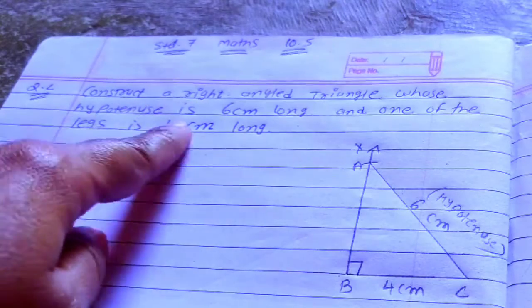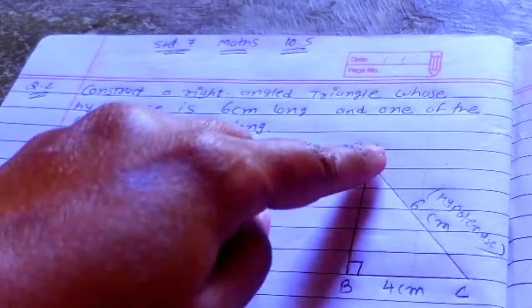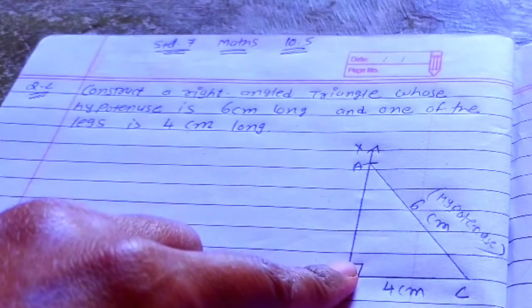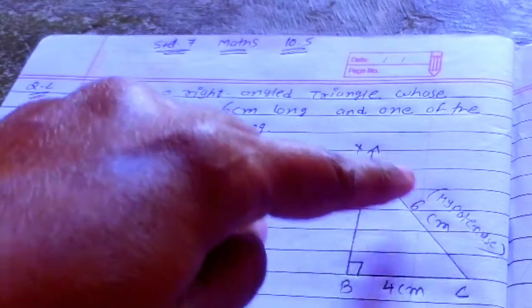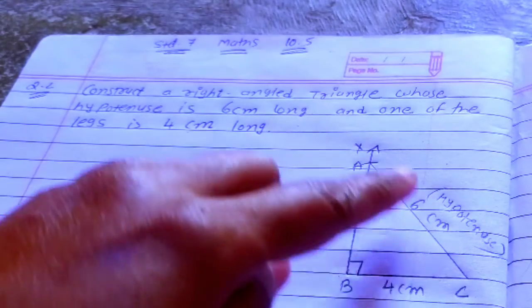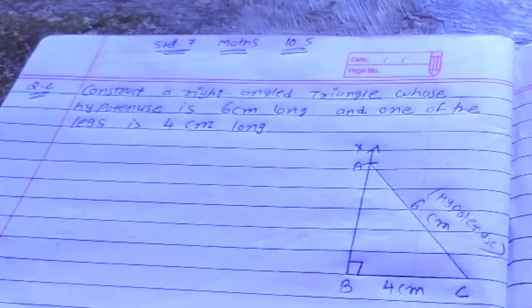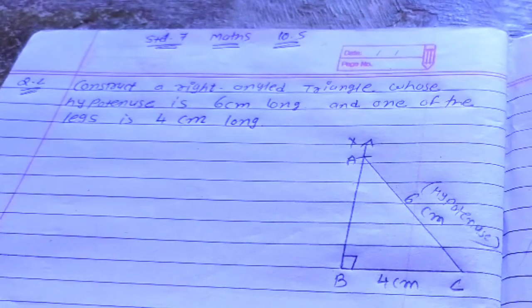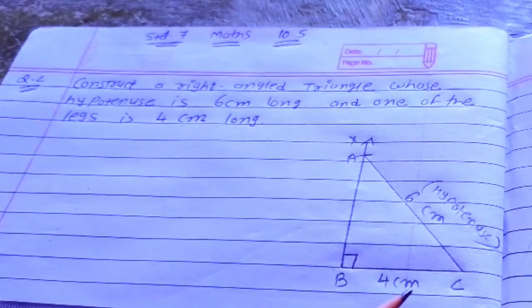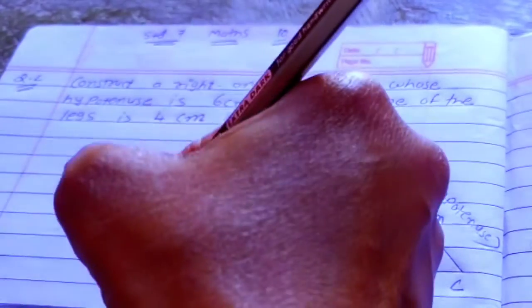BC is one leg, that means base side BC is 4 cm. The hypotenuse side, that means the side opposite the right angle, is 6 cm, and draw ABC. Let's start. First, draw line segment BC of 4 cm.